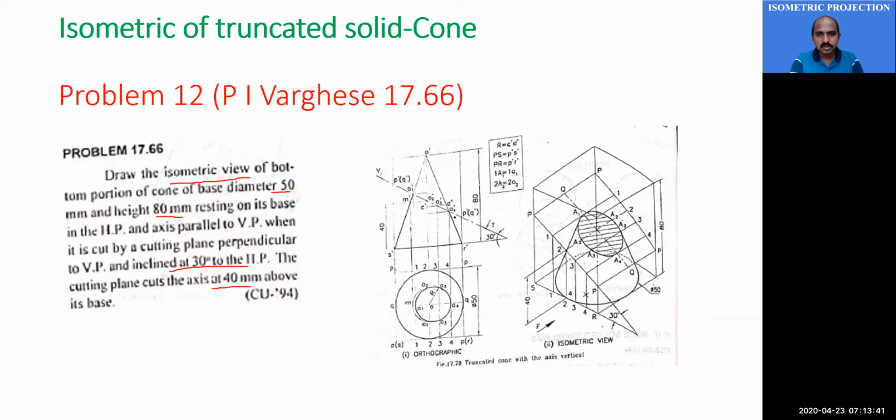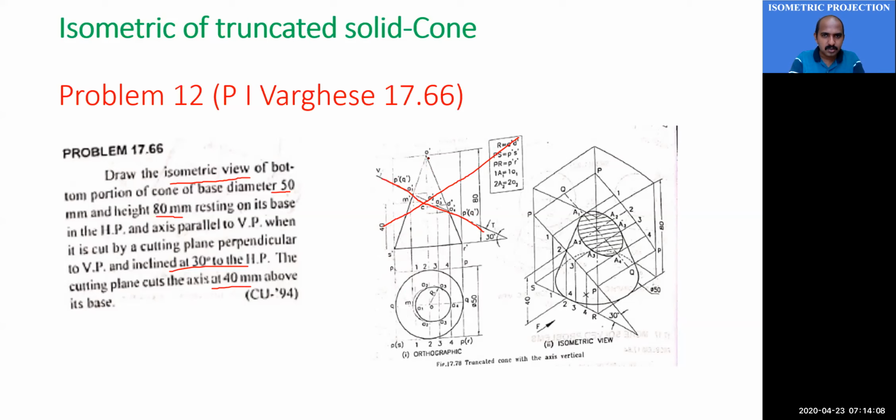Now here you can see the front view and top view of the solid. The cutting plane is also marked like this. We can solve this problem with the cutting plane inclined this way also. That is also recommended. But now I am following the way in which it is explained in the textbook. So you can draw the cutting plane in this direction also. That is not a problem.